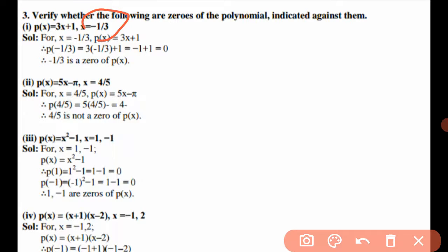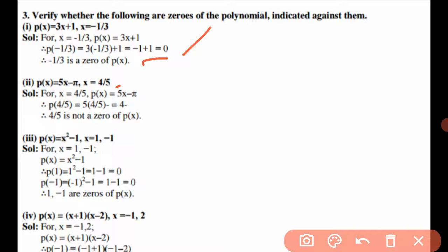So by putting this value, when the answer equals 0, then we can say that this is the zero of that polynomial. Now by putting the value of x equals minus 1 upon 3, here p(minus 1 upon 3) equals 3 into minus 1 upon 3 plus 1, which is minus 1 plus 1, and that equals 0.